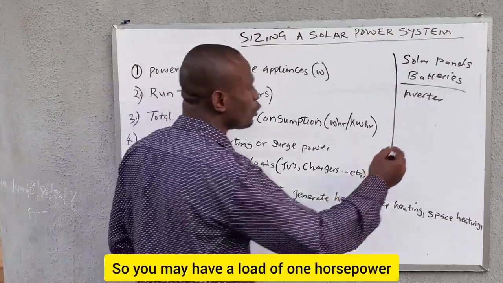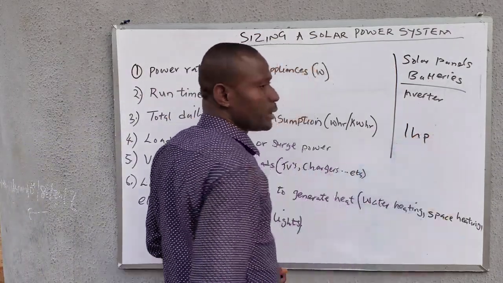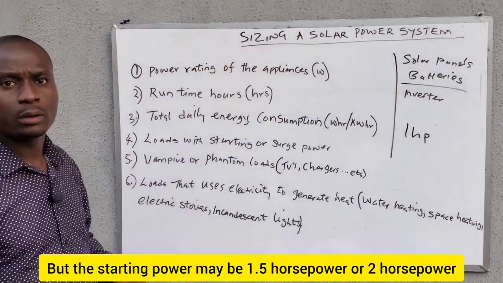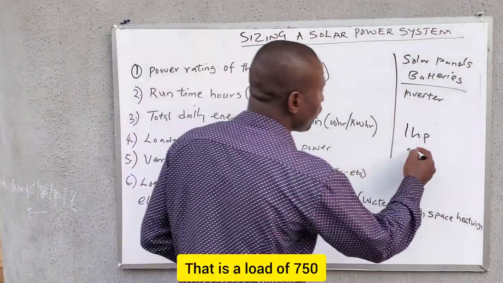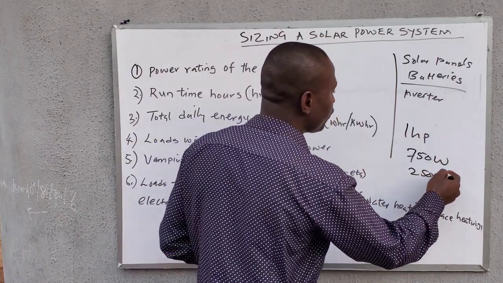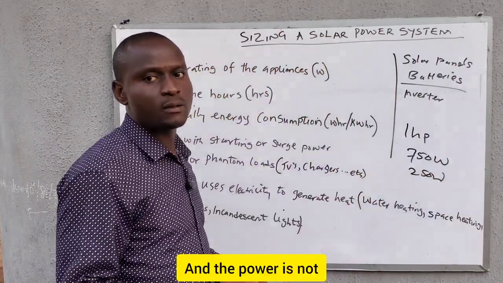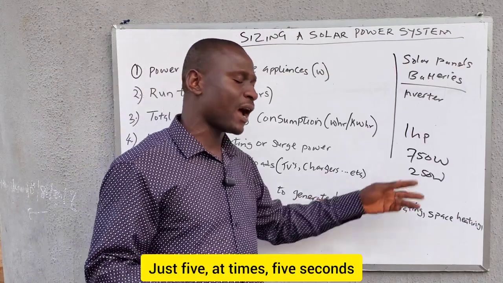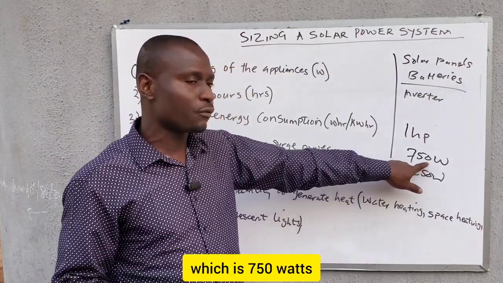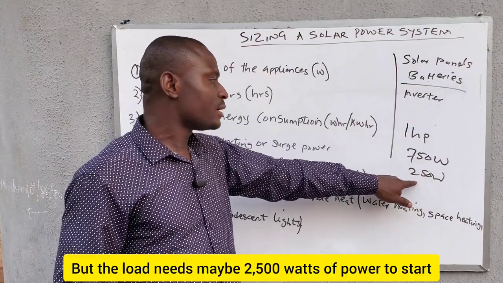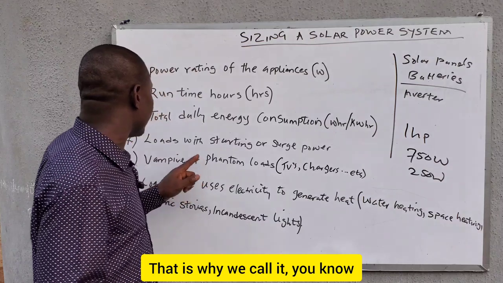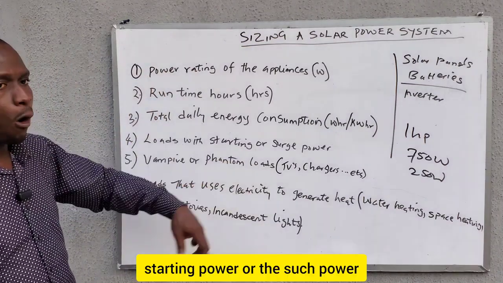So you may have a load of 1 horsepower, but the starting power may be maybe 1.5 horsepower or 2 horsepower. That is a load of 750 watts. The starting power may be 2,500 watts. And the power doesn't last long, just at times 5 seconds, and it will start running back at its normal power, which is 750 watts. But the load needs maybe 2,500 watts of power to start. That is why we call it the starting power or the surge power.